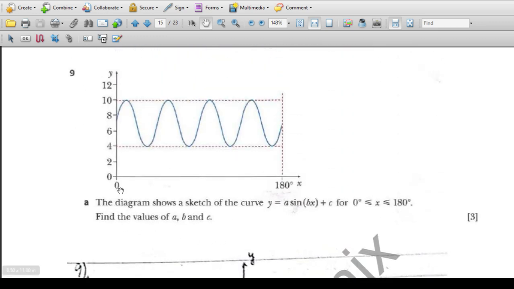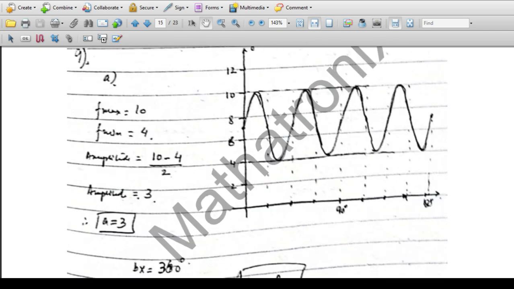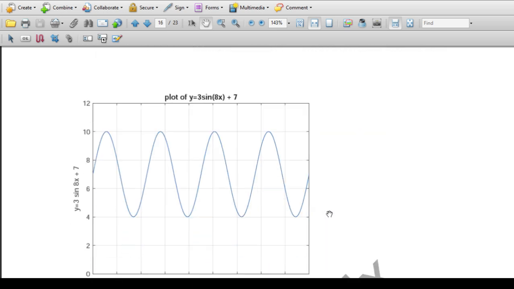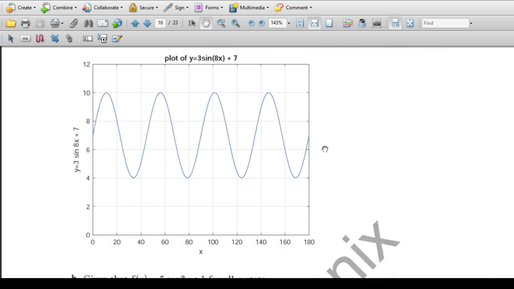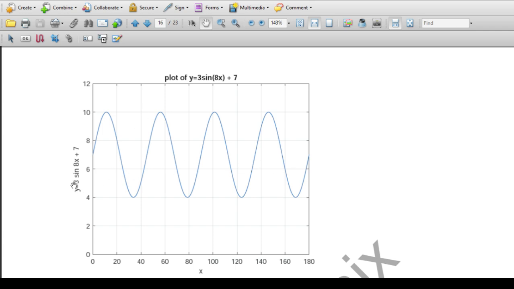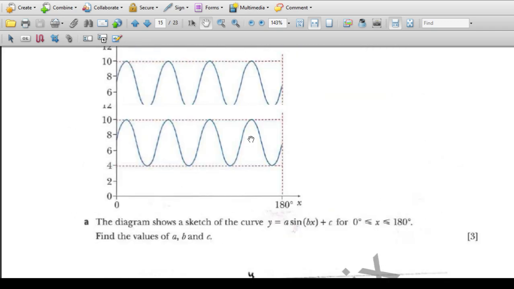Now this is intercepting from the 0 position to this value. So this is 7. So C is 7. So we have obtained A, B and C. And we have plotted it, and we see this in the drawing. We have plotted 3 sine 8x plus 7, and our results are obtained like this. So 3, 8 and 7 are A, B and C. It's evident like this.